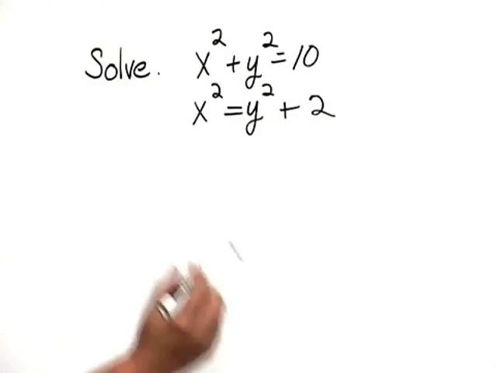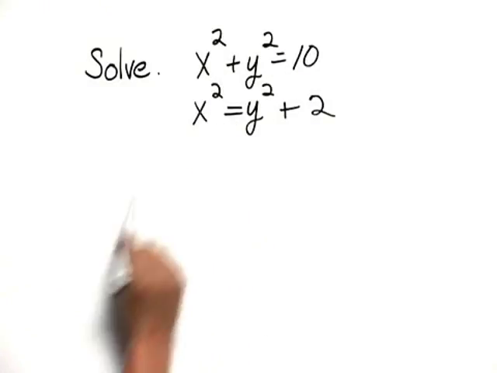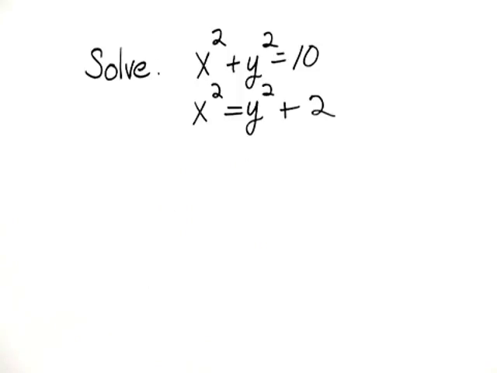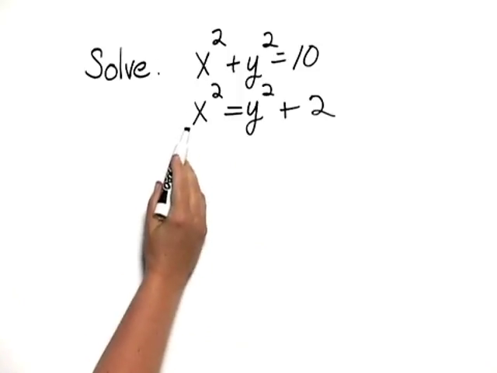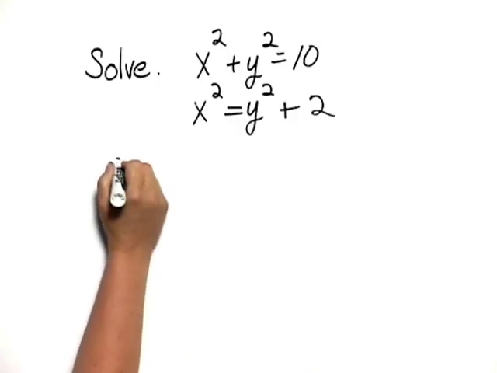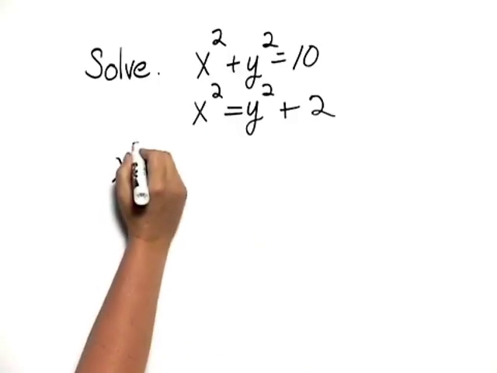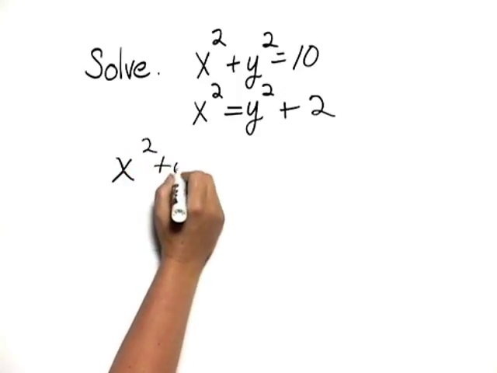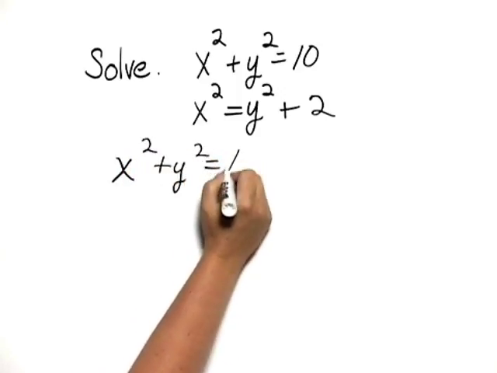Solve. X squared plus y squared equals 10. X squared equals y squared plus 2. Since we have an x squared term and a y squared term in each equation, let's solve using elimination. We write x squared plus y squared equals 10.